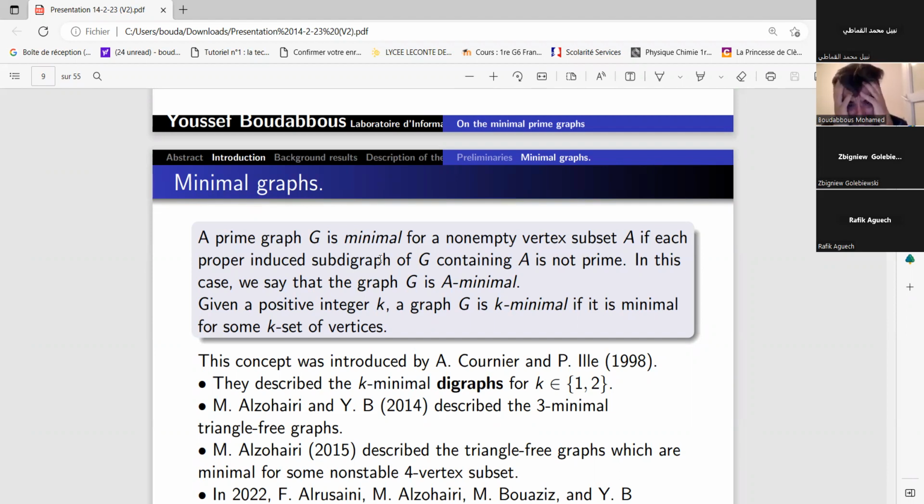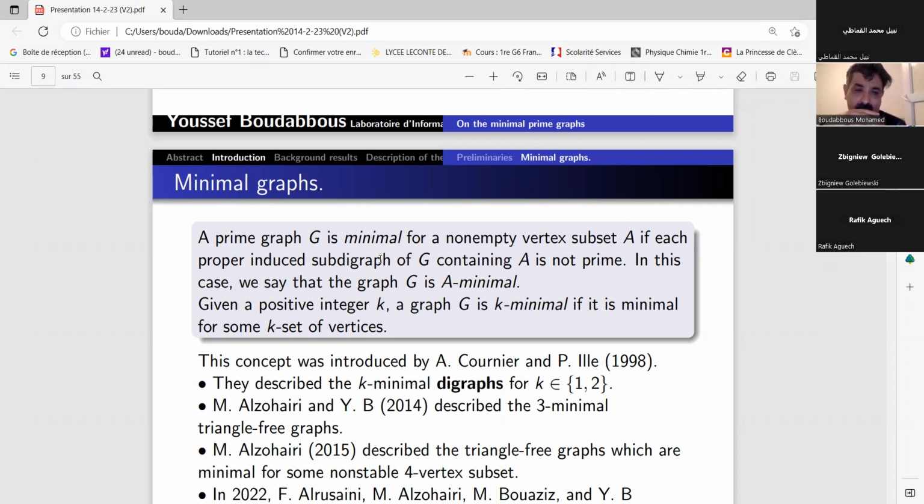This concept was introduced in 1998 by Courcelle and Ille. In this paper, they described the K-minimal digraphs for K equal to 1 or 2. Digraphs in general. Here, our talk concerns only graphs, but the result is general. The one-minimal digraphs and the two-minimal digraphs. It is not a characterization, it is a description.